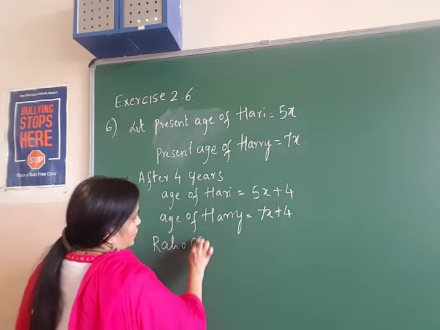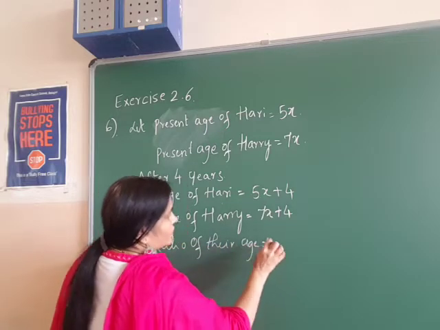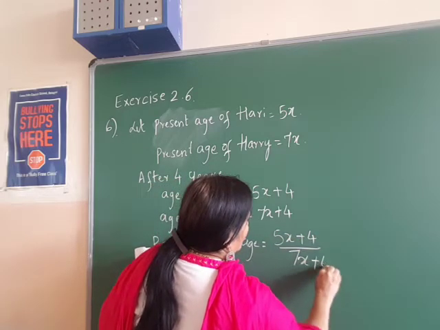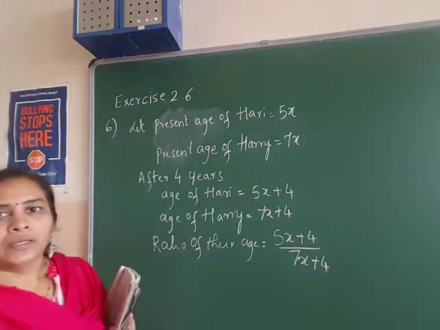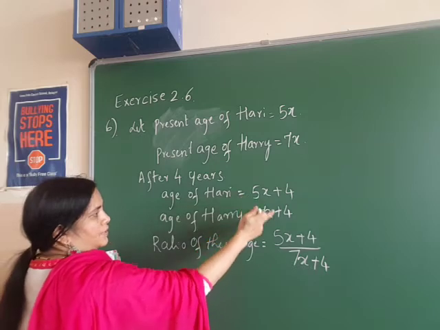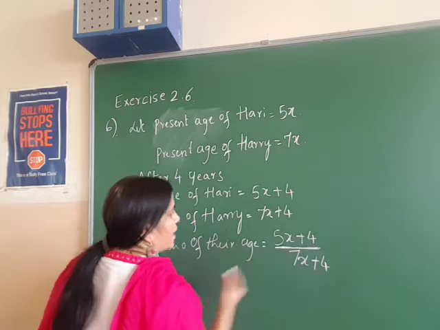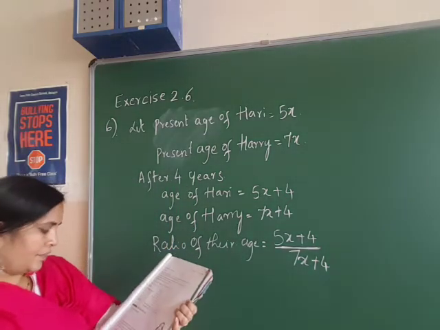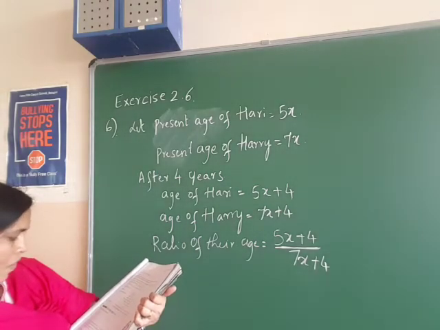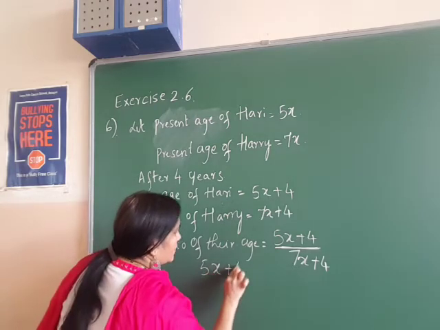So ratio of their ages is equal to what? 5x plus 4 divided by 7x plus 4. Okay. Next, age of Hari is 5x plus 4, Harry's is 7x plus 4, their ratio is 5x plus 4 divided by 7x plus 4. But the ratio of their ages is given as 3:4. So we have to equate as per the given condition.